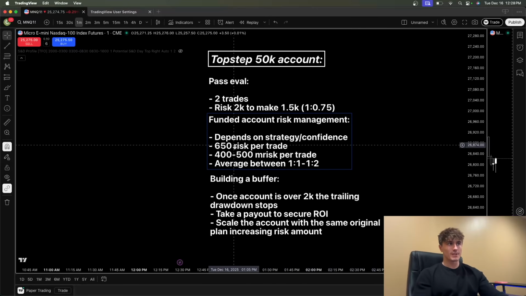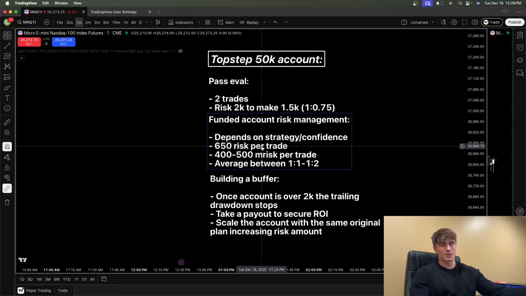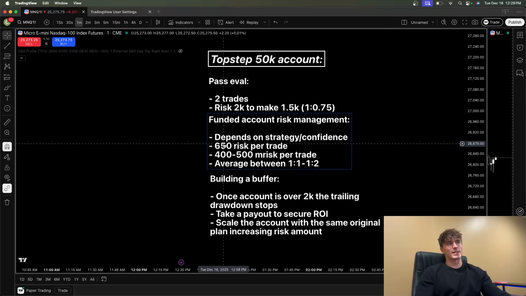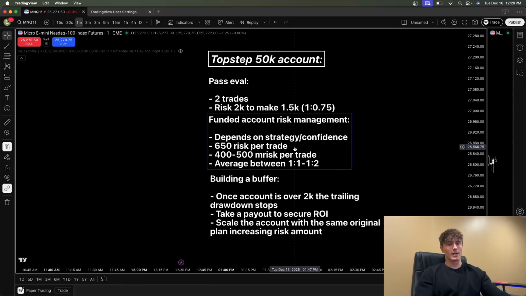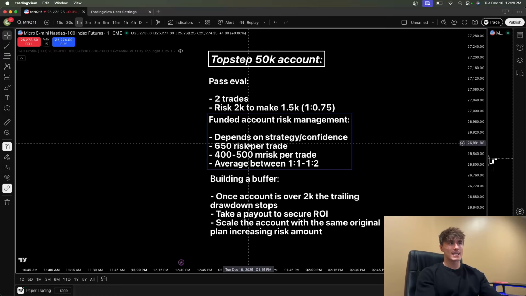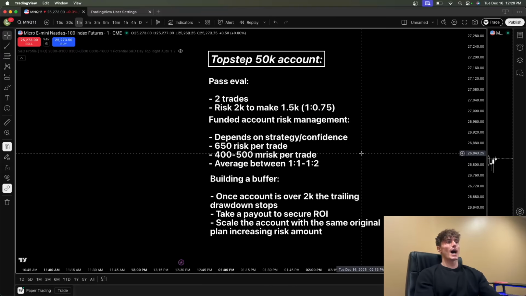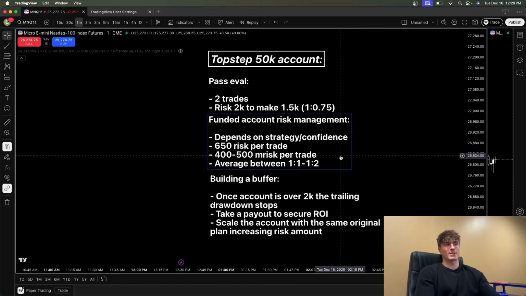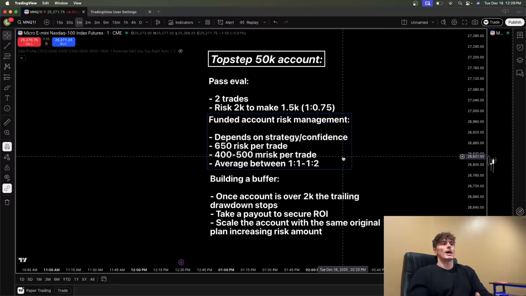And 650 times 3 is 1950, which is pretty much 2K. So I am willing to risk $650 per trade. $650 per trade. That is my max risk per day. I will not go over that. Because I know as long as I stick to this $650 risk, I'm not going to blow up and have some day where I lose half the account or 2/3 of the account. No, $650 risk. That's all. That's the way I measure it out.